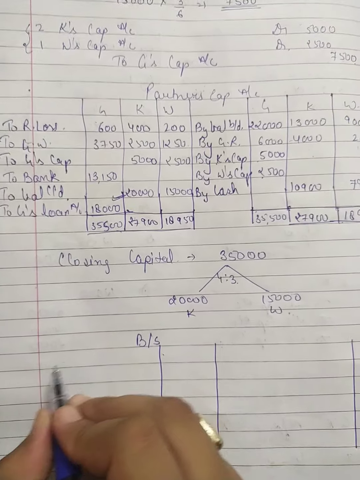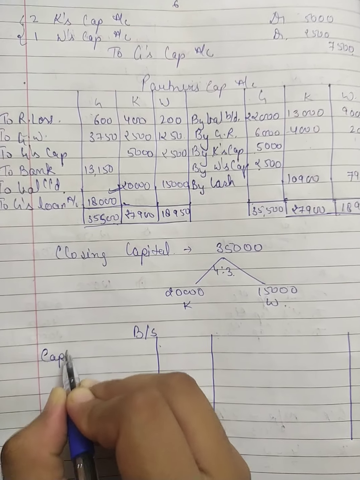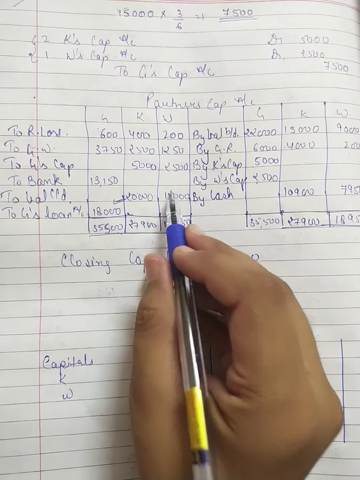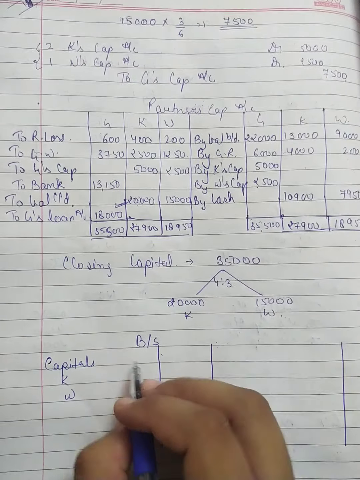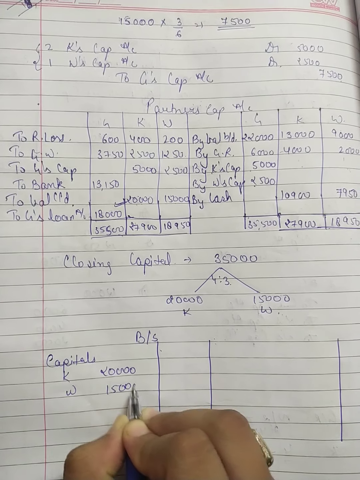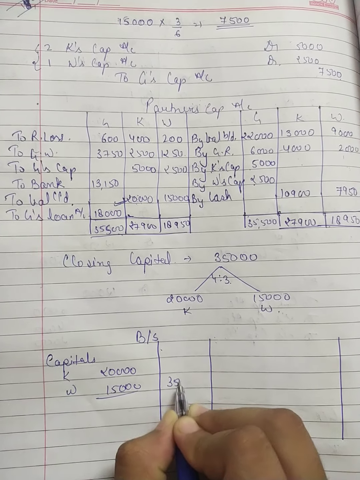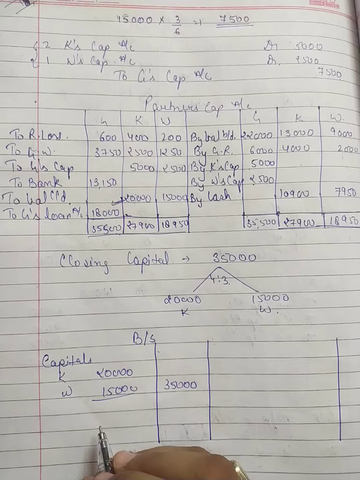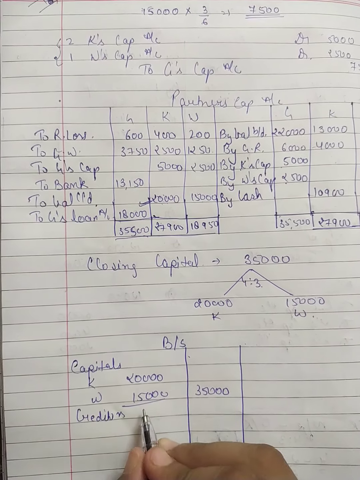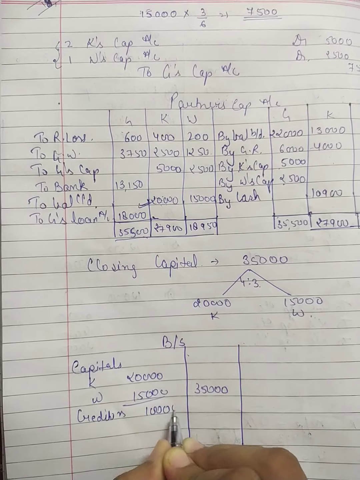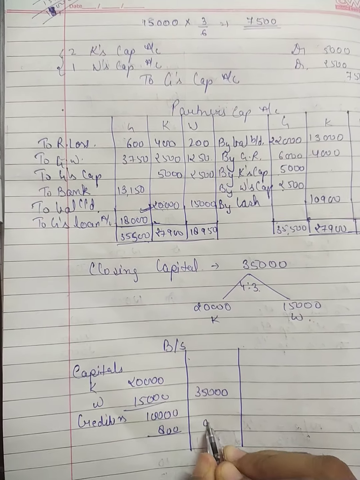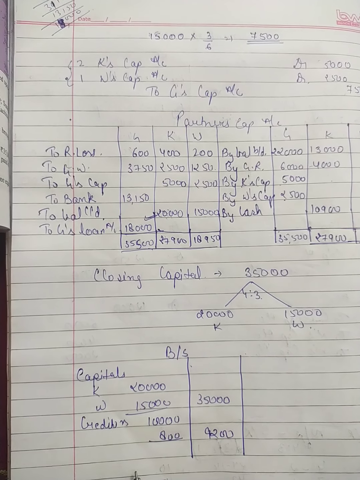So we will start from the liability side, with capitals K and W. Their closing capitals are 20,000 and 15,000, that will become 35,000. After that, creditors, that was already amounting to rupees 10,000, and out of 10,000, 100 are not likely to be paid, so it will become 9,200.